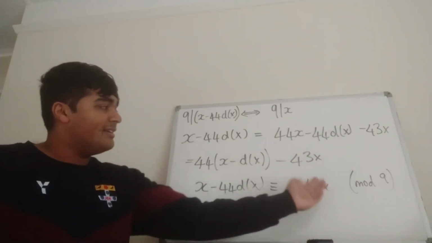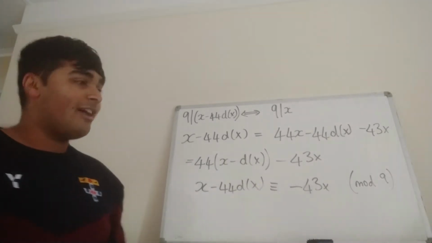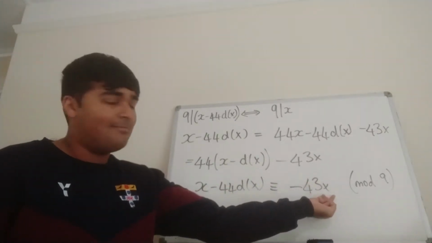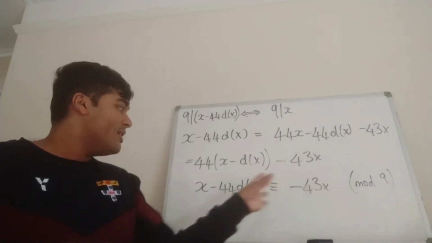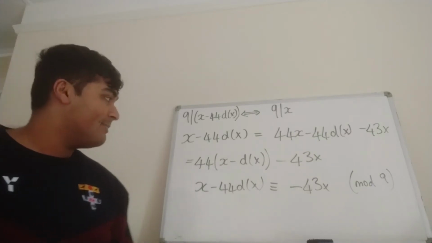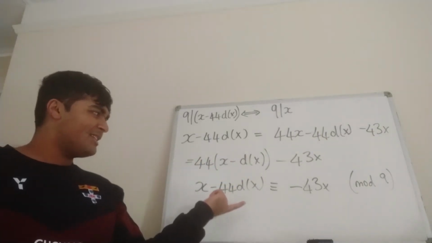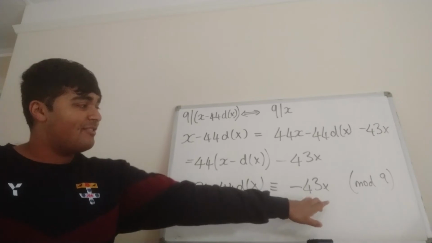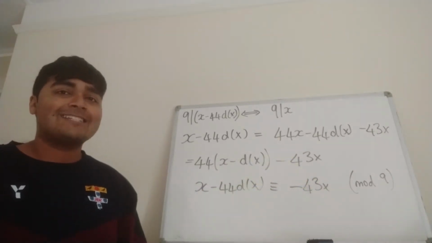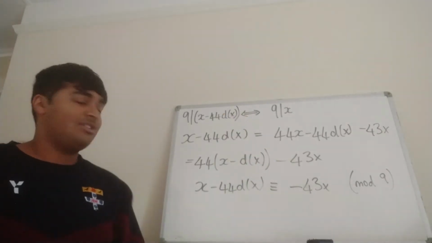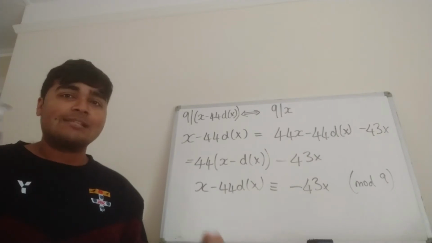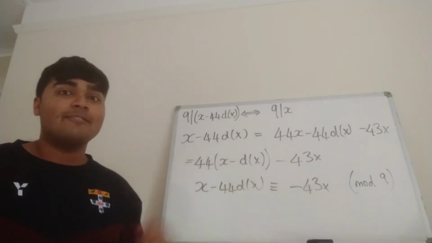So the only way we can get this right hand side to be a multiple of 9 is if that property of being a multiple of 9 comes from this x here, because you're not going to get anything from this 43. So this right hand side is a multiple of 9 if and only if x is a multiple of 9, and thus x minus 44 d of x is a multiple of 9 if and only if this right hand side is 0 mod 9, which is true if and only if x is a multiple of 9, and we get our conclusion here. So x minus 44 d of x is a multiple of 9 if and only if x is a multiple of 9. Now let's continue with the rest of part 2.